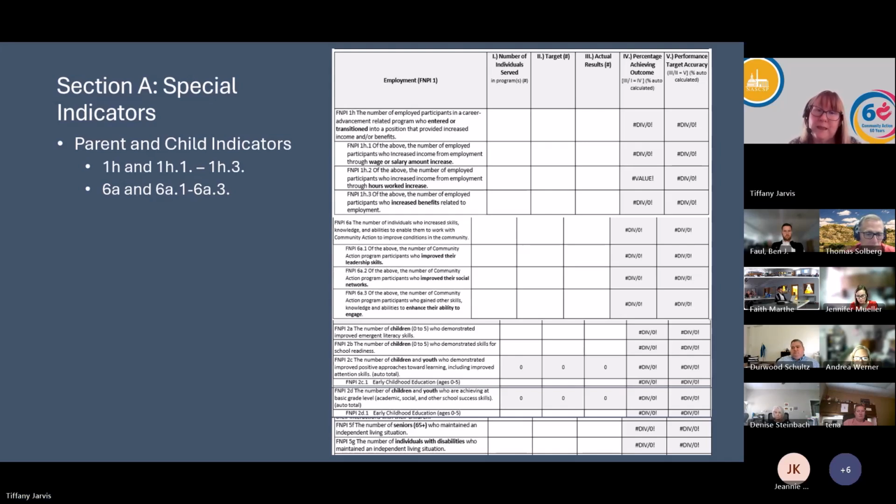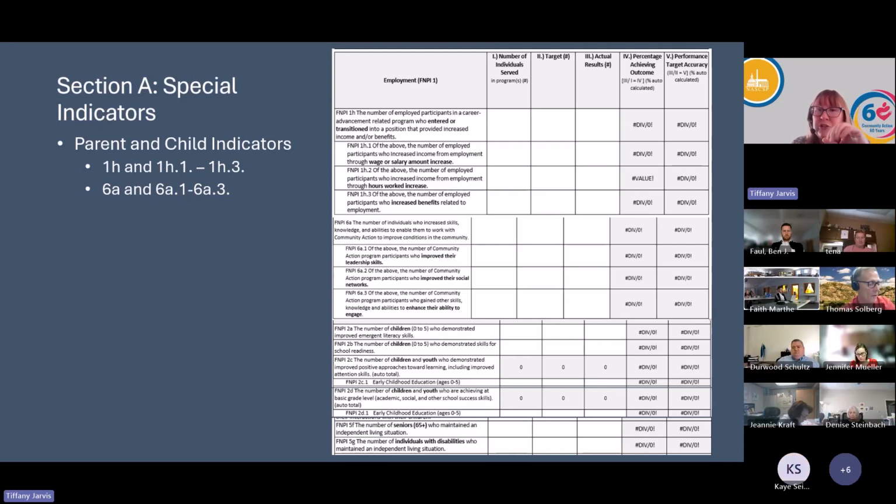Same logic with 6A and its children indicators. These ones are often difficult. I see the most errors across the nation with these. Remember when I said it's not an equal-to, it's not a summation issue, it's a cannot-exceed. So 1H1 has to be equal to or less than 1H. 1H2 has to be equal to or less than 1H. 1H3 has to be equal to or less than 1H.